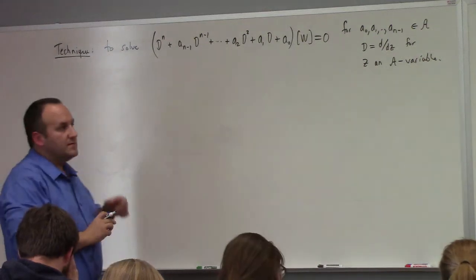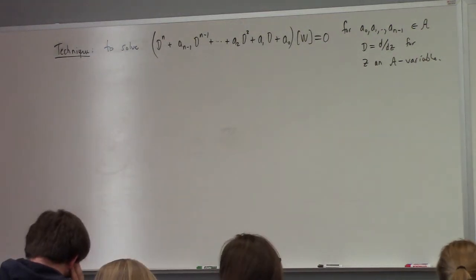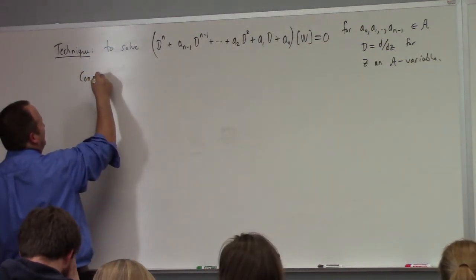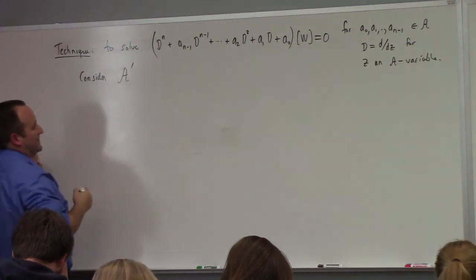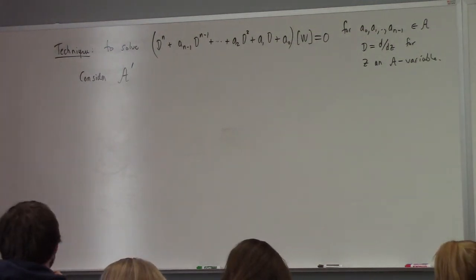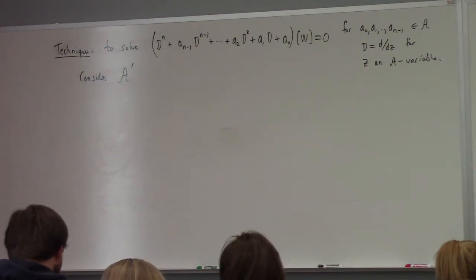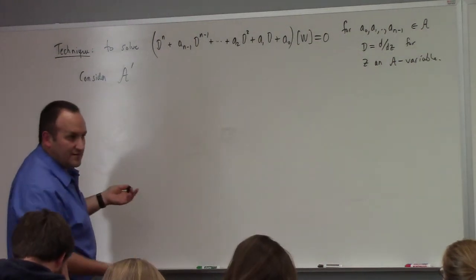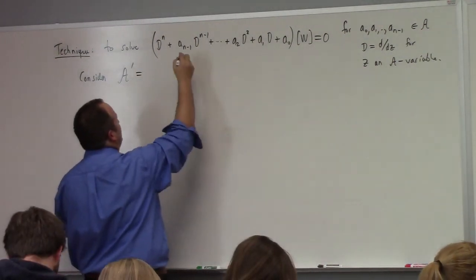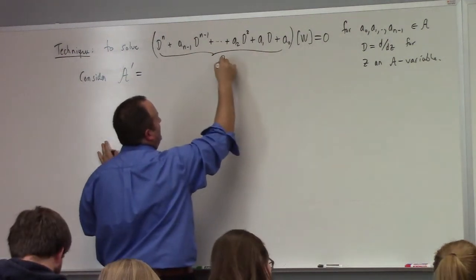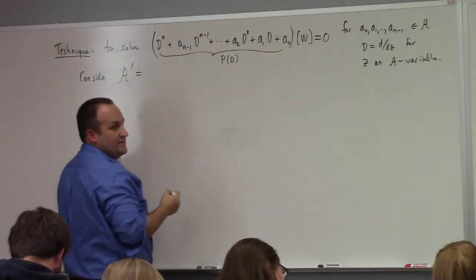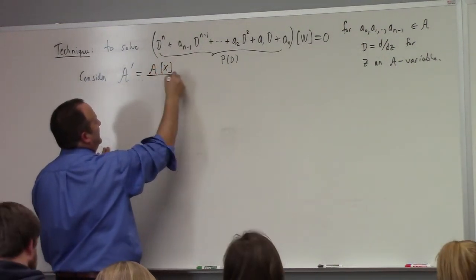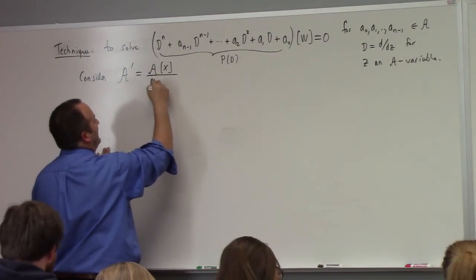So to solve this, here's what we decided we'd do. We consider A prime, where A prime is the complexification. Well, it's an extension of A. I need to give this thing a name. Let's call that thing P of D. So A prime is going to be polynomials over A mod the ideal generated by P of x.